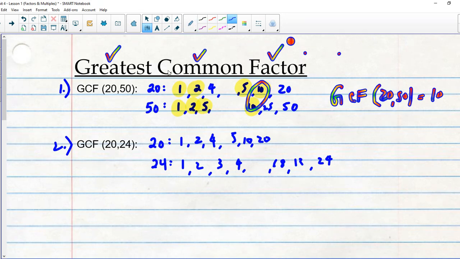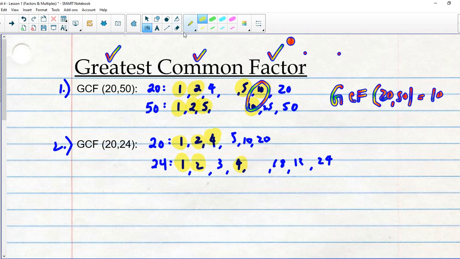Now, once again, take a good look. What numbers do they both share? Well, they share 1, they share 2, they share 4. Anything else? No, they don't share 5, they don't share 10, they don't share 20, they don't share 12, they don't share 8, they don't share 6. I guess that's it. Yeah, all right.